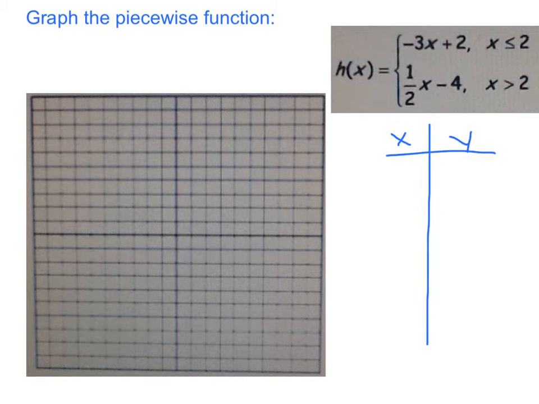So let's pick some x values that are less than or equal to 2. I'm going to pick negative 1, 0, 1, and 2. If I plug those into the equation, negative 3 times negative 1 is 3, plus 2 is 5. If we plug in 0, we get 2. If we plug in 1, we get negative 1. If we plug in 2, we would get negative 6 plus 2, which is negative 4.